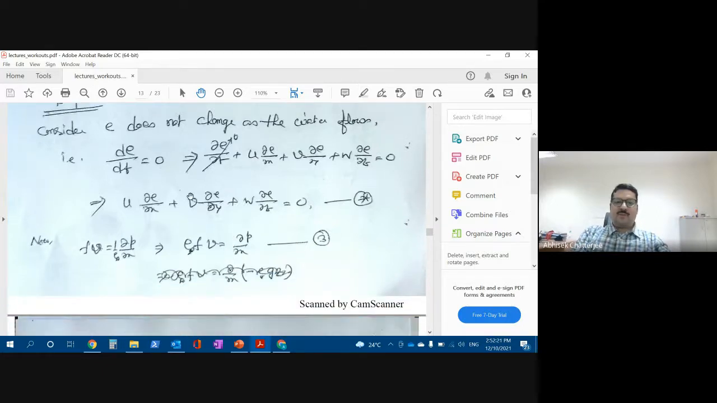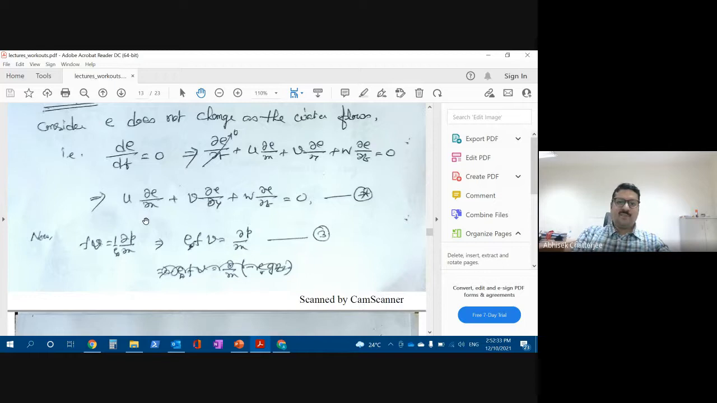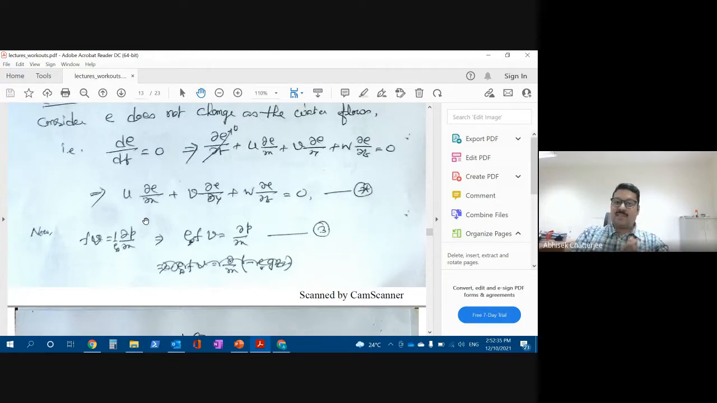So if this part equals 0, then we have u del rho del x, v del rho del y plus w del rho del z equals 0. It is basically telling that your advection is 0. Not advection, the change of density because of the advection is 0. This is what it is telling. Okay, so this is my geostrophic equation, fv equals 1 by rho del p del x.